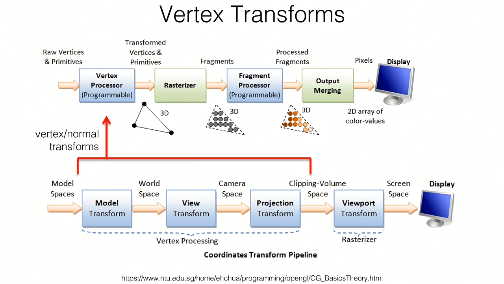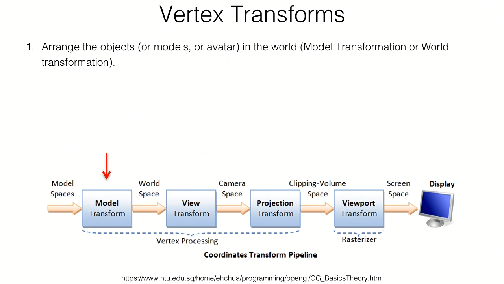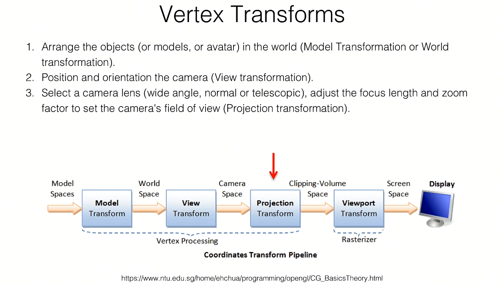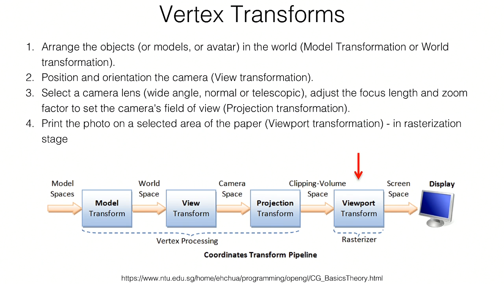Starting with the vertex transforms, this can be broken down into the coordinate transformations that I was just talking about, starting with the model transform, where we arrange individual objects in the world. Then we have the view transform, where we position and orient the camera so we can get the correct viewport of the scene, followed by the projection transform, where we essentially select the camera lens that we want to imitate when looking into this scene. We can adjust the focal length and the zoom of the camera and set the camera's field of view. Once we have this projection transform, we can finally print whatever this camera captures of this 3D scene and display that on the screen.